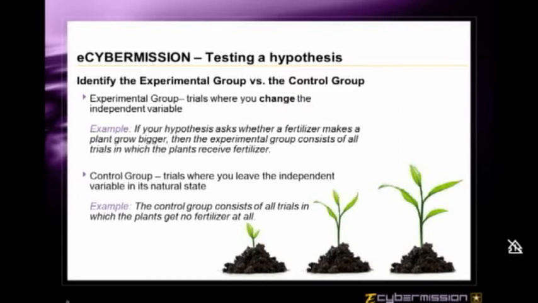Every good experiment compares different groups of trials with each other. Comparing the groups helps ensure that the changes you see when you change the independent variable are in fact caused by the independent variable. There are 2 types of trial groups, experimental groups and control groups. The experimental group consists of the trials where you change the independent variable.